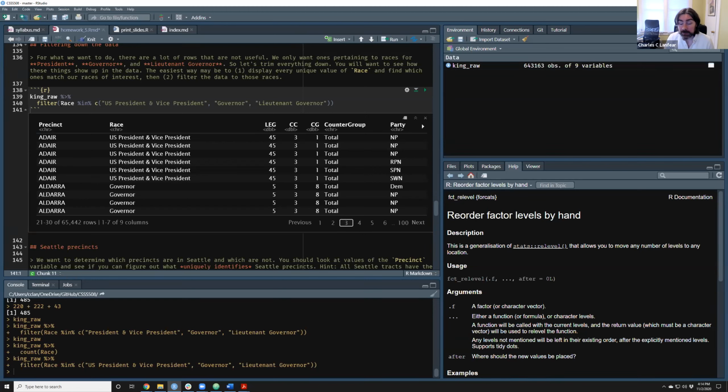Is it clear how this statement works? Does anyone have questions about that? This is just saying take my king raw data and then filter, that is go to specific rows. I want the rows where race is equal to any one of these 3 things on the right. Percent in is just the multiple equals. Nothing ambiguous there.